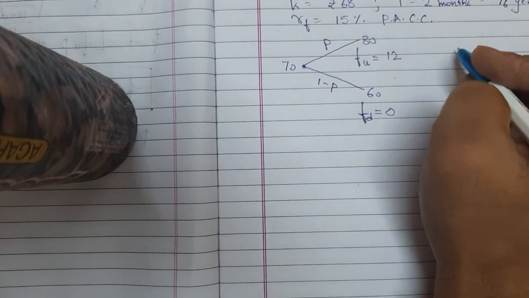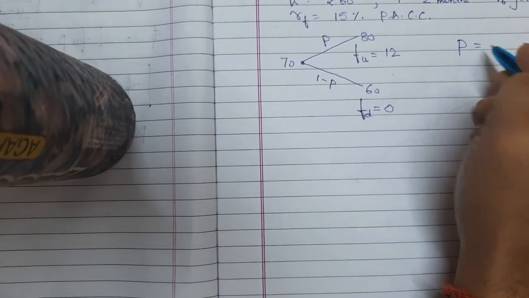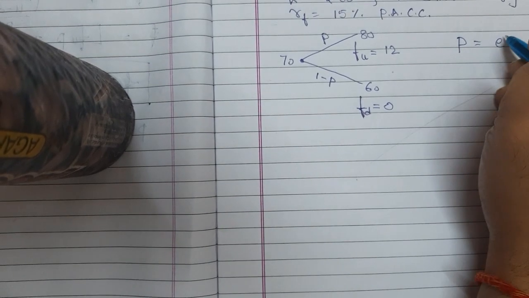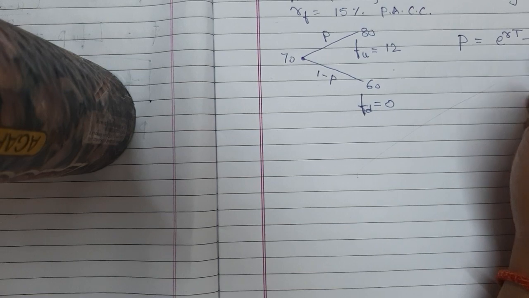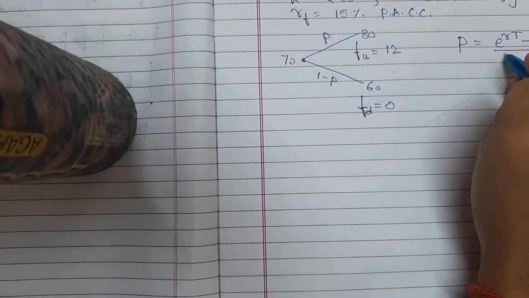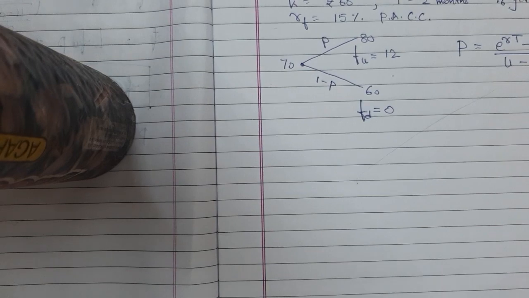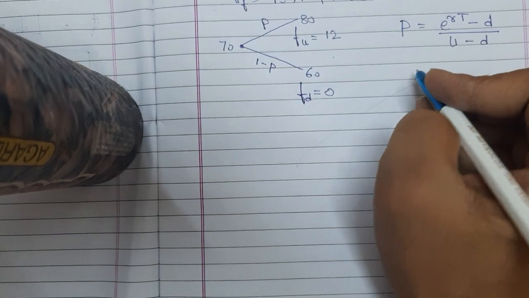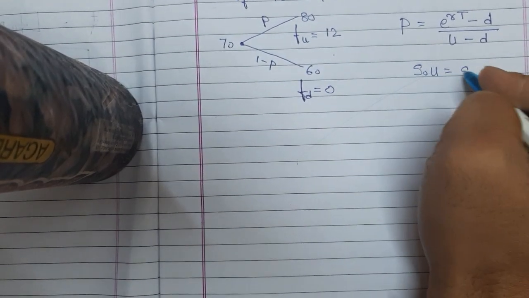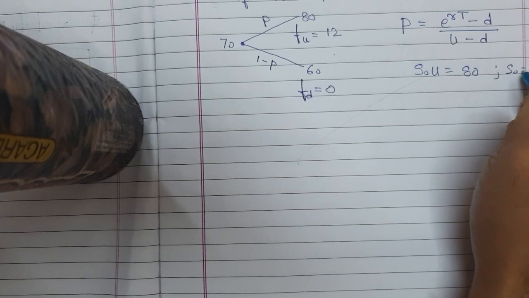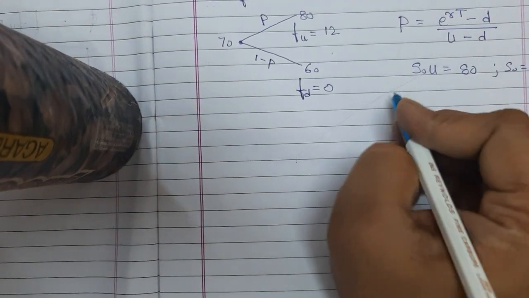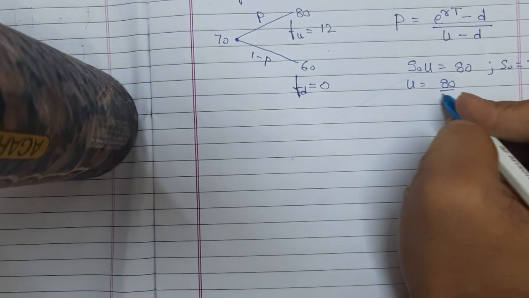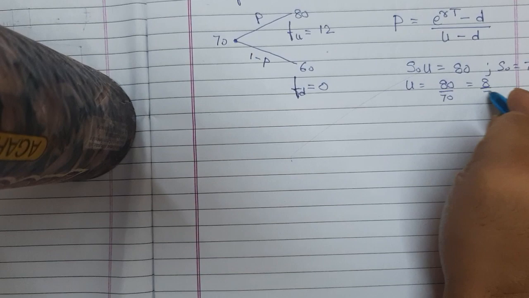Now first of all we have to calculate the value of p, and as we know the value of p can be calculated using the following formula, that is e raised to the power rT minus d, upon u minus d. Now in the question u and d are not given, but as we can see that S0u is equal to 80 and S0 is 70, from this we can calculate the value of u. So u will be equal to 80 upon 70, that is 8 upon 7.